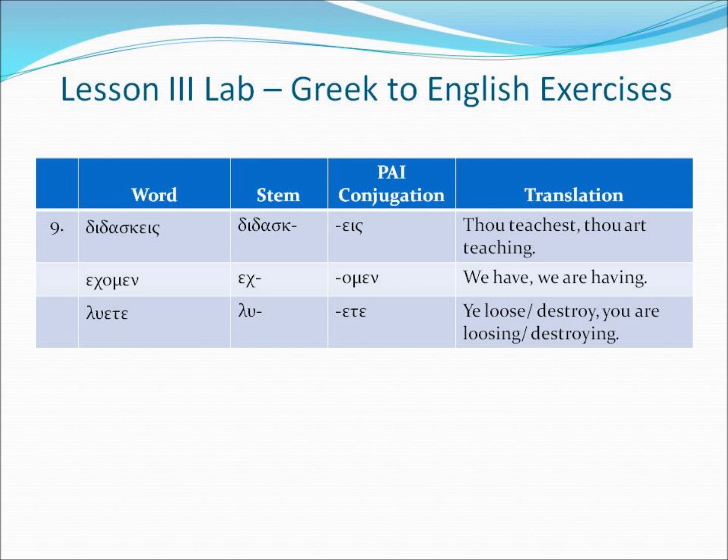Second word, ekamen. The stem is ek from echo. Conjugation is a first person plural, amen. We have, or we are having. Our last word from our last example here is luete. It comes from the word luo, meaning I loose or I destroy. So the stem is lu. The conjugation is ete, which is a second person plural. Ye loose, or ye destroy. You are loosing, or you are destroying.